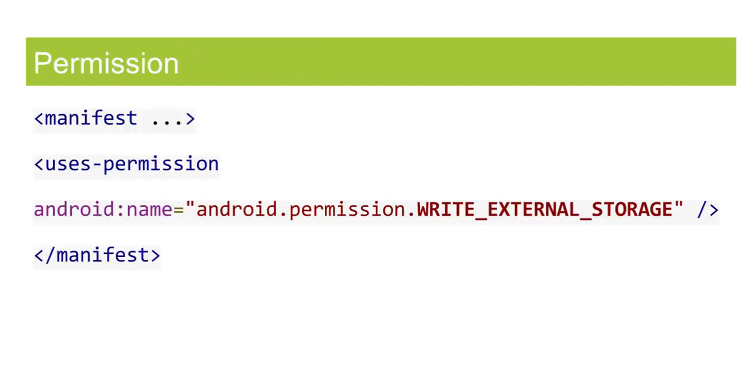We just declare our permission in our manifest file using this. The permission to be used is write external storage. There is another permission, read external storage, that is used for only reading the data. And if we want to write as well as read the data, we use write external storage.